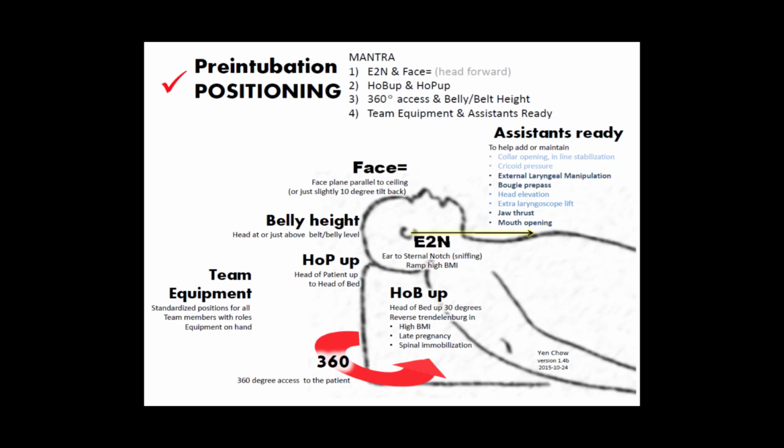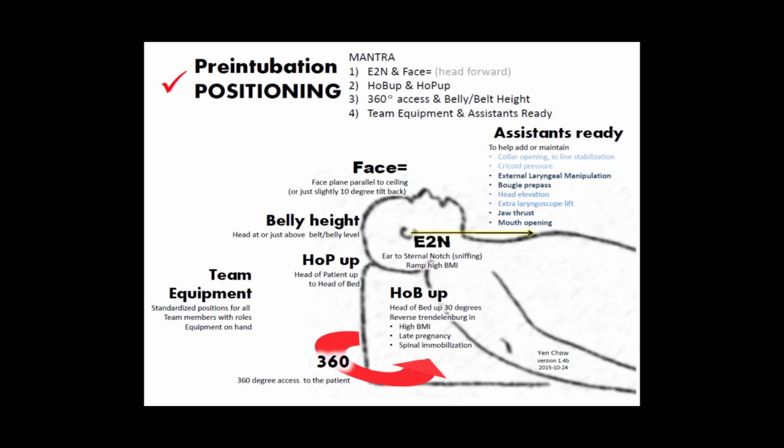So if you want to place the head of the bed into a 30-degree position or place the patient in reverse Trendelenburg, this is particularly important in patients who have high BMIs, in late stages of pregnancy, or people who are in spinal mobilization. This offloads the thoracic cavity and keeps the abdominal contents away from the diaphragm, which will increase your functional residual capacity and lead to increased apnea times.